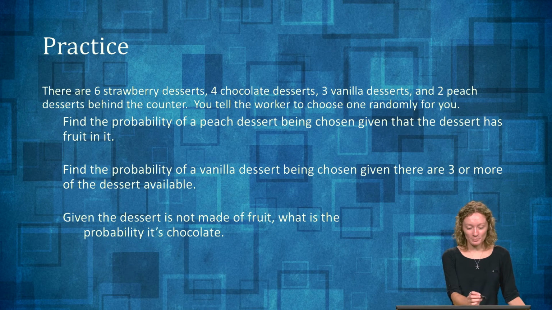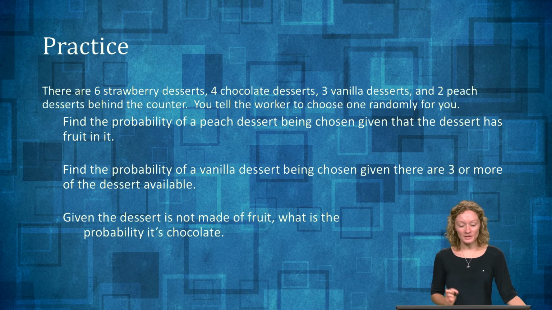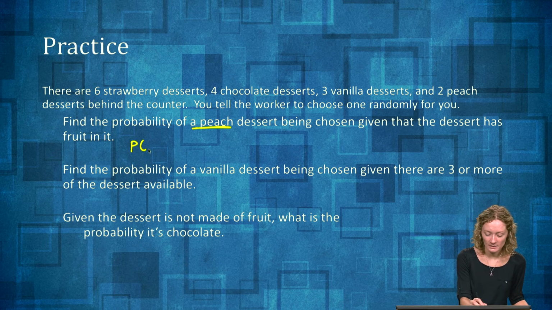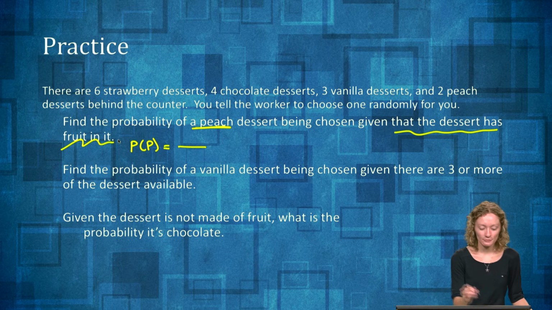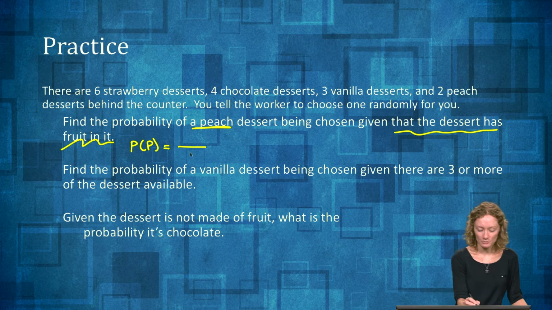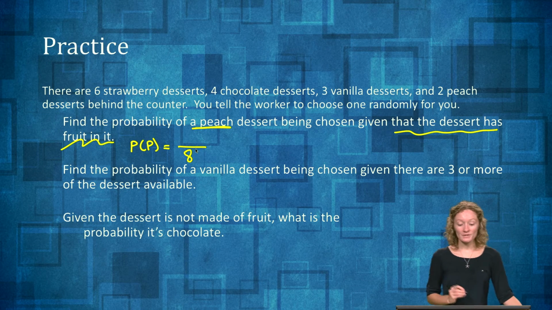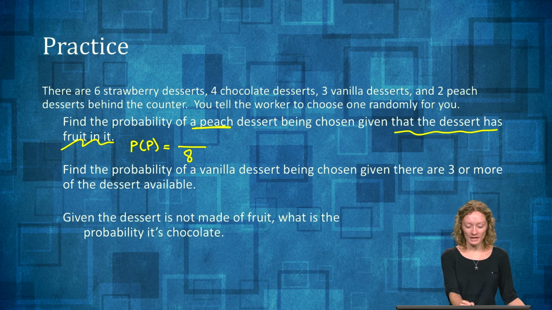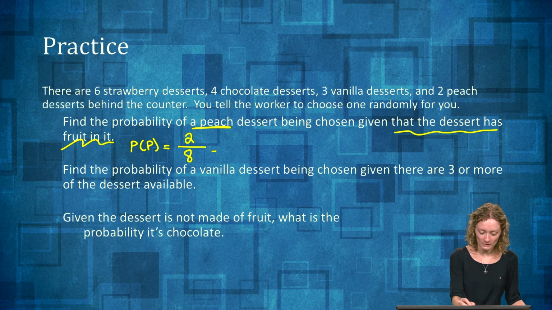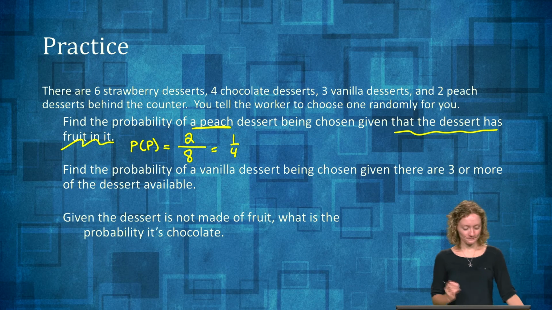Okay, so our first problem: probability of peach given the dessert has fruit in it. So we're looking for peach as the event, given the dessert has fruit in it. 6 strawberry, 4 chocolate, 3 vanilla, 2 peach. So how many have fruit in it? The 6 strawberry and the 2 peach. So out of those 8, how many meet your criteria of being a peach dessert? 2. 2 out of 8 simplifies to 1/4.